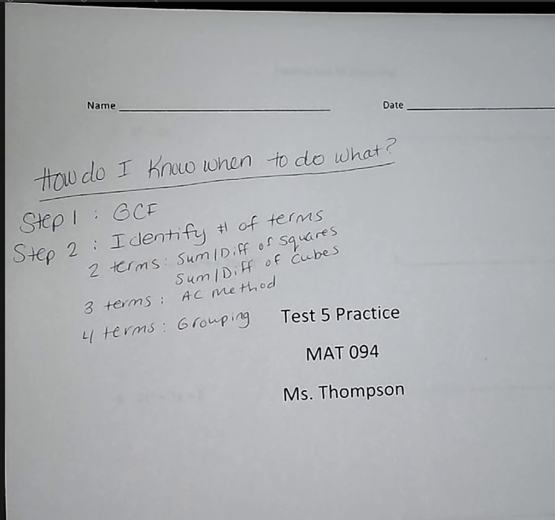If you have 2 terms, you have a couple of options. It's either the sum or difference of squares or the sum or difference of cubes. If there are 3 terms, that is your AC method. And 4 terms, it means grouping.